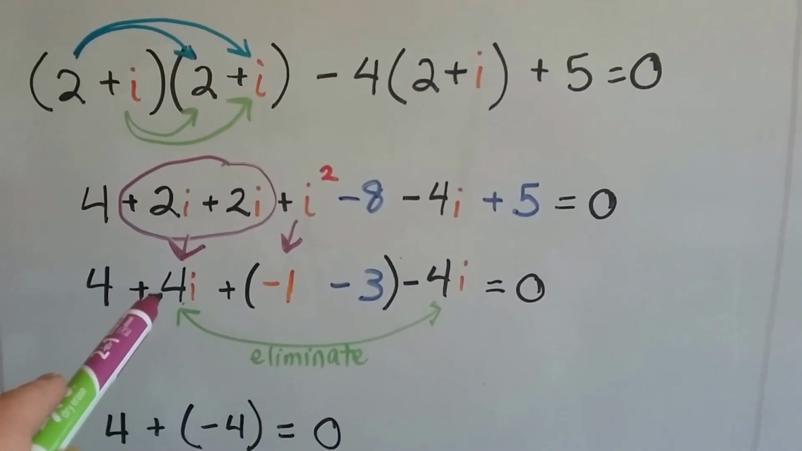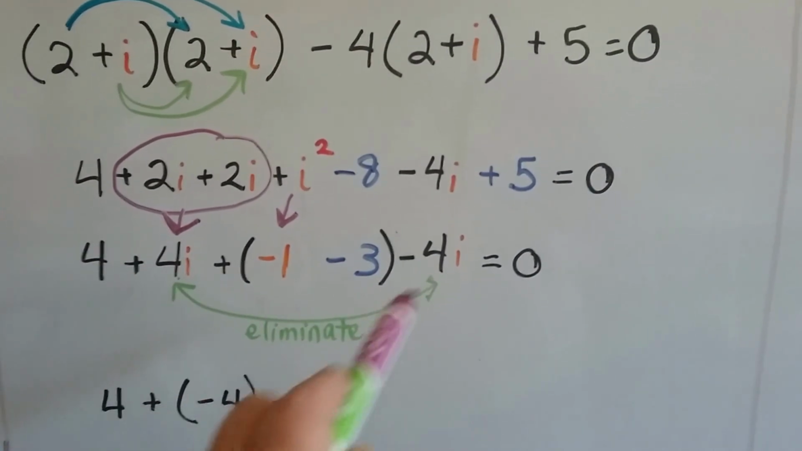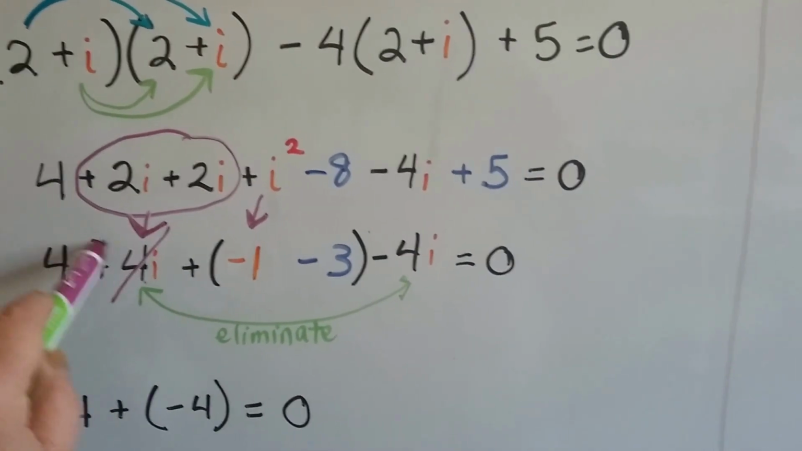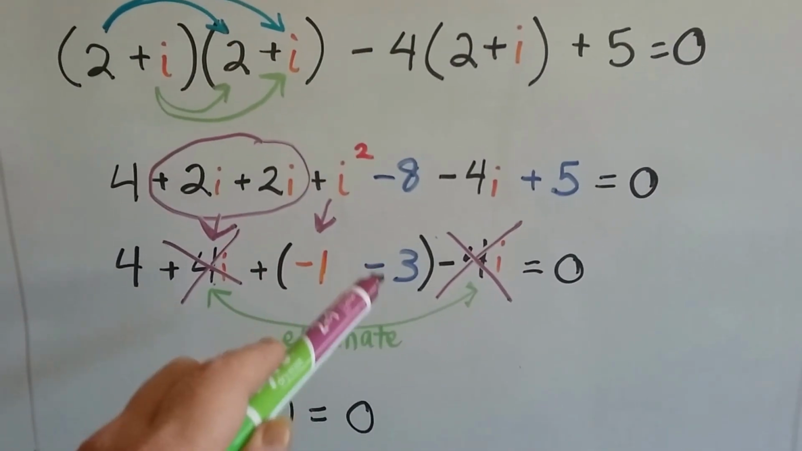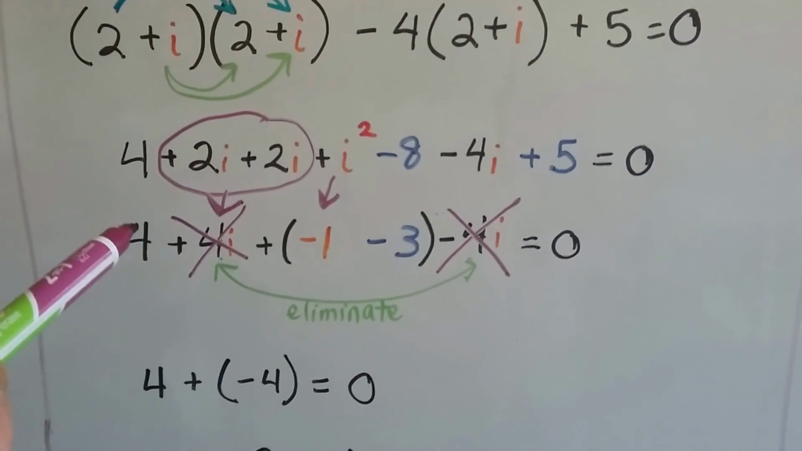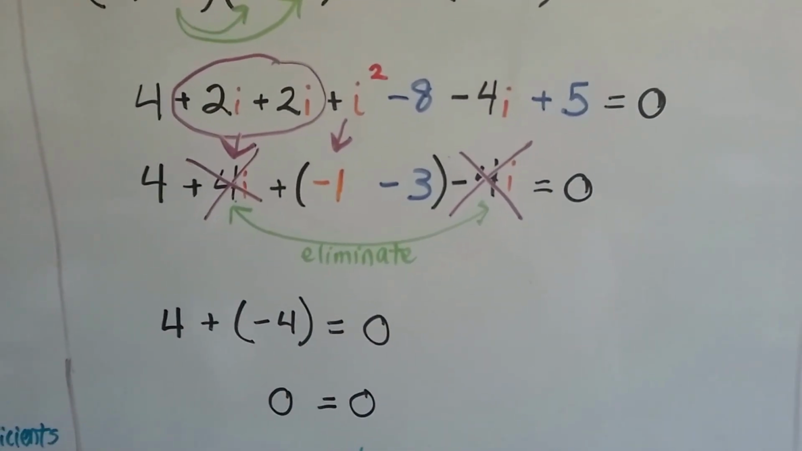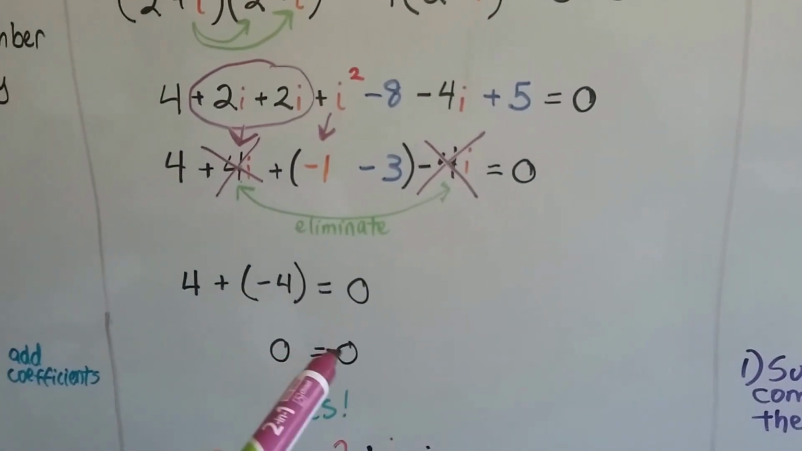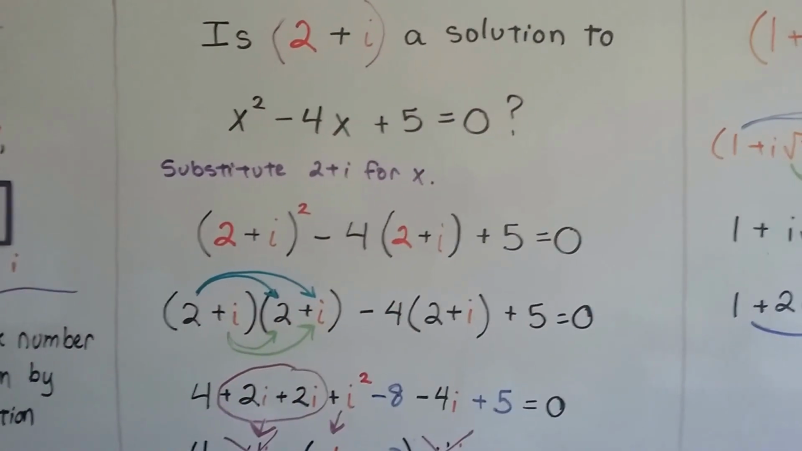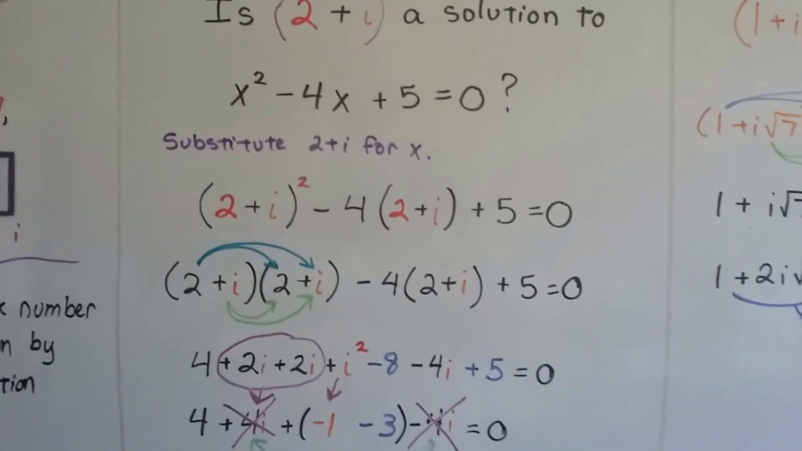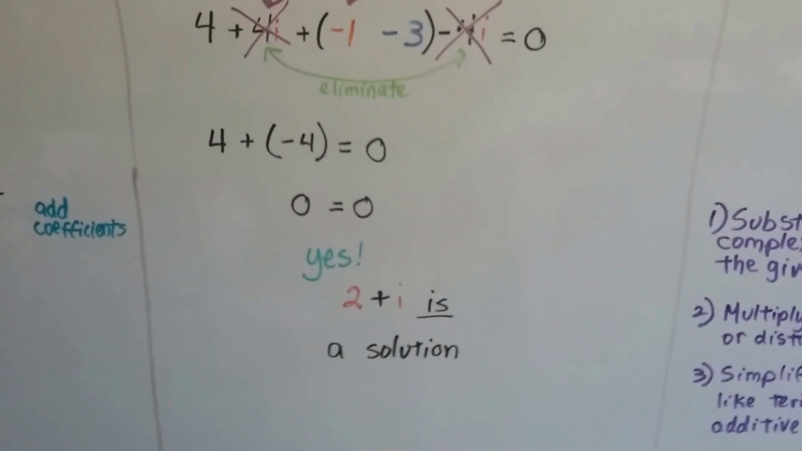And if you look at this, we have a plus 4i here, and we have a minus 4i here, and these two can be eliminated as additive inverses of each other, can't they? So now they're gone. And negative 1 minus 3 is a negative 4. So now we've got 4 plus a negative 4. Well, that makes us 0. So does this equal 0 like this polynomial equals 0? Yeah, it does. So 2 plus i is a solution because it ends up that they both equal 0. It is a solution. All right.